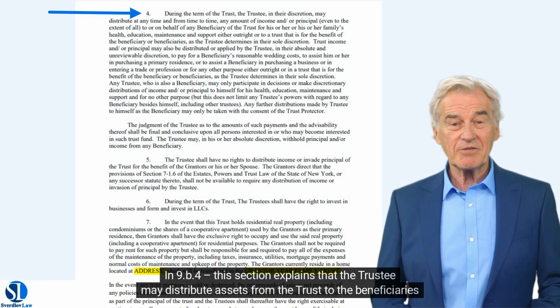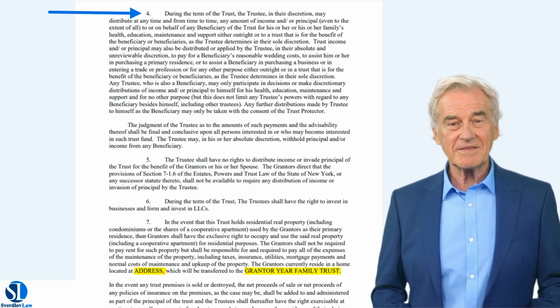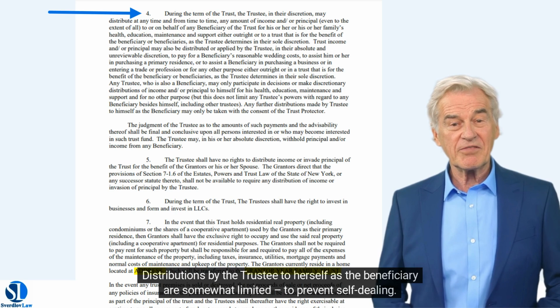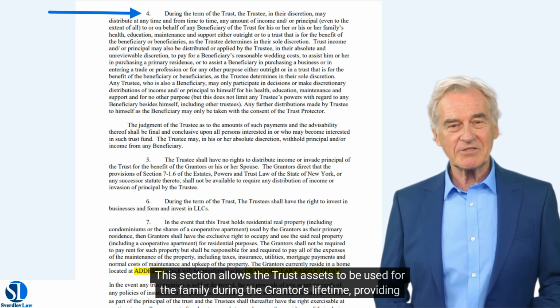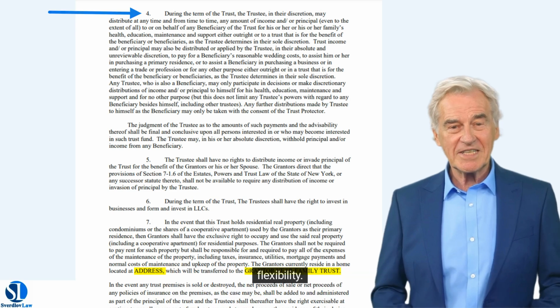In 9.b.4, this section explains that the trustee may distribute assets from the trust to the beneficiaries during the grantor's lifetime. Distributions by the trustee to herself as the beneficiary are somewhat limited to prevent self-dealing. This section allows the trust assets to be used for the family during the grantor's lifetime, providing flexibility.